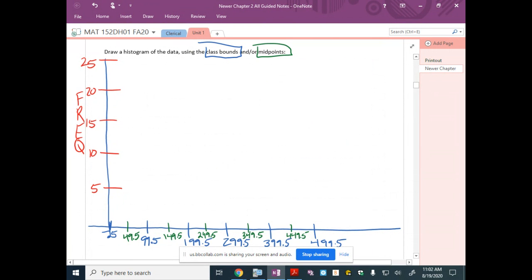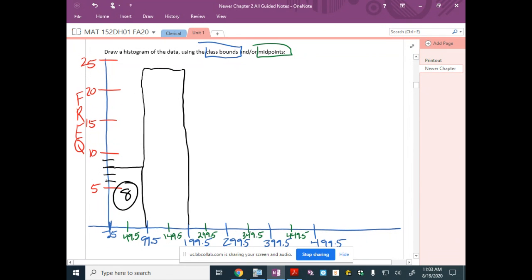So now, the first frequency was how many? 8. So I'm going to draw that 8 there. Now, what was the frequency for the next set? 23. We're going to go up pretty high here. Now, I am not going to pull out a magnifying glass and see that this is perfect or anything. Yeah, 23. And the next ones would be 11, 6, and 2.